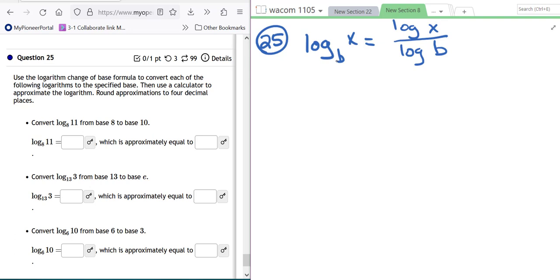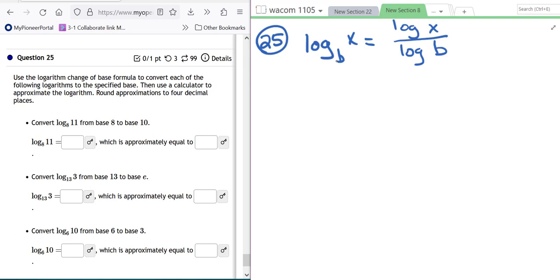And your regular log button won't calculate this, so you have to change the base to do it. But it doesn't matter the size of the number, the bottom number always goes on the bottom? Always. Yes, with that formula. Any other question here?